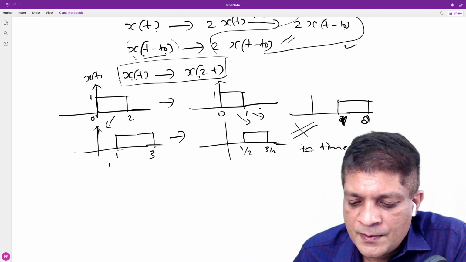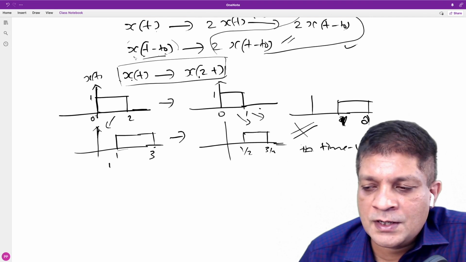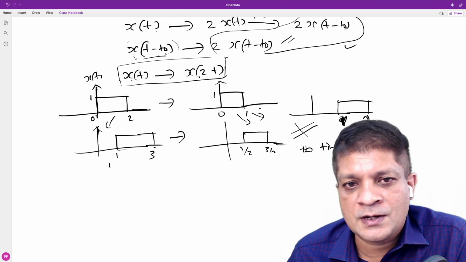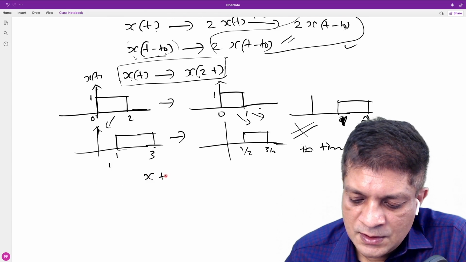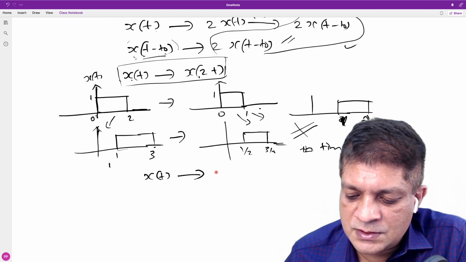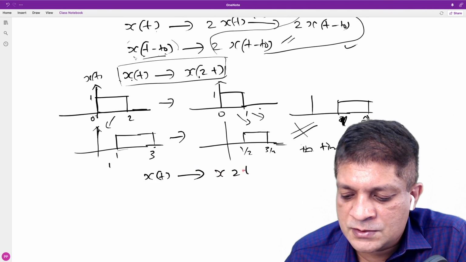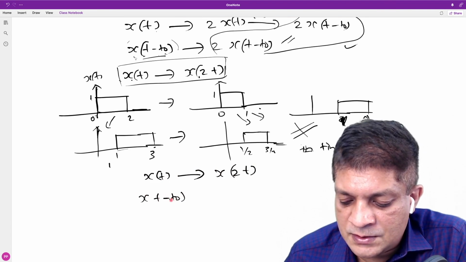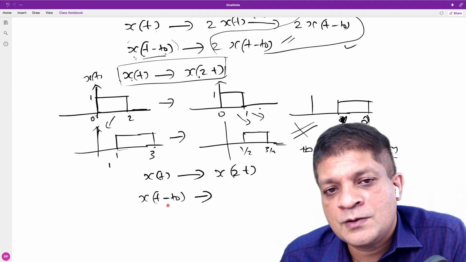Okay. Now, how can we prove this? This I have proved with an example. Now, how can we prove this mathematically? The system is, if x(t) is the input to the system, the output is x(2t). Now, if x(t minus t naught) is the input, what will be the output?